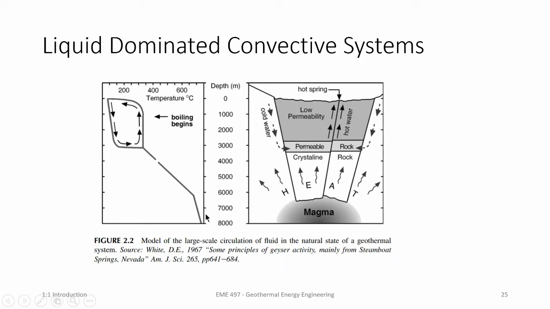As you can see, as you go deeper and temperature increases, the water starts to boil. So the deeper you are and the higher the temperature, the more likely to find a vapor-dominated system, whereas a shallower, less hot system will be liquid-dominated.